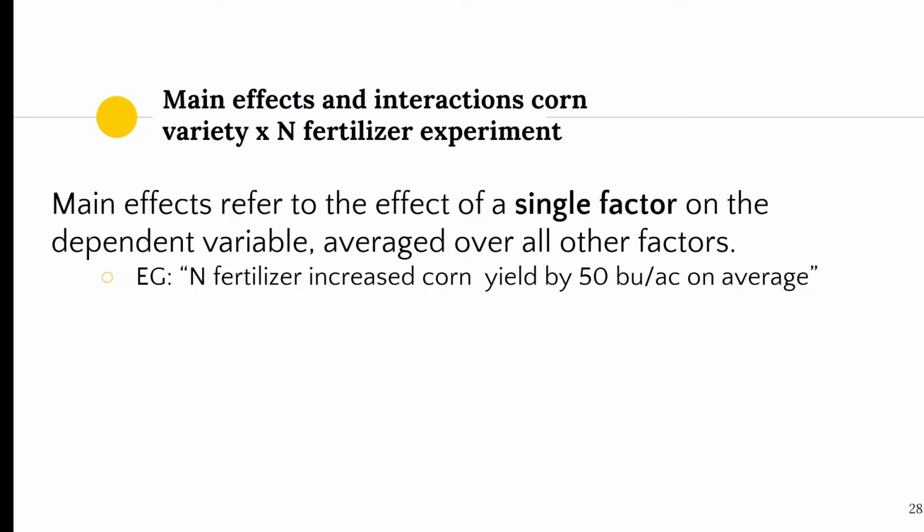So let's say we're doing a nitrogen fertilizer experiment by corn variety. So we have different rates of fertilizer that we're applying to different varieties of corn. And because this is a factorial, all corn varieties are getting all the different rates of nitrogen fertilizer. Okay, so we can say as a main effect, nitrogen fertilizer increased corn yields by 50 bushels per acre on average. So that is a main effect of nitrogen fertilizer on corn yield, because we're averaging over all the other factor levels, all the other corn varieties.